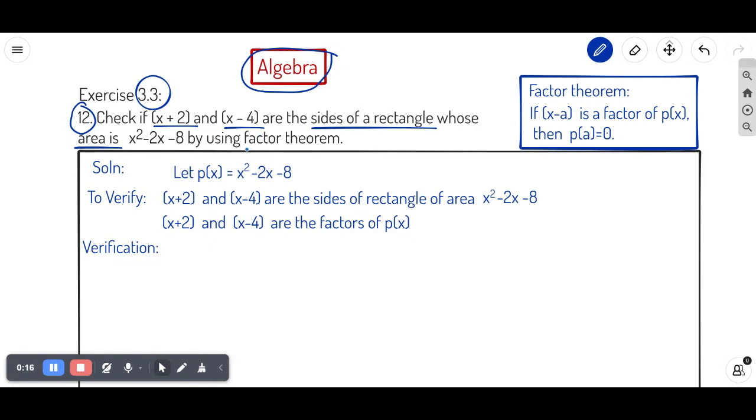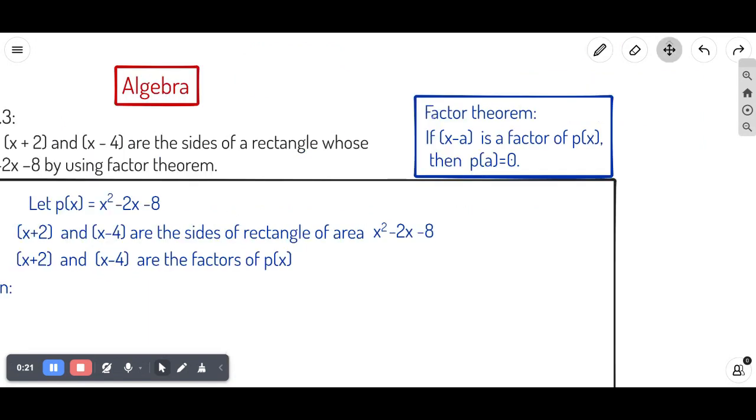One word is there: you have got the factor theorem. First of all, let's see what a factor theorem is. As per the factor theorem, if x minus a is a factor of p of x, then p of a is equal to 0. Which means if x minus 5 is a factor of p of x, you can equate x minus 5 equal to 0 and get x equal to 5.